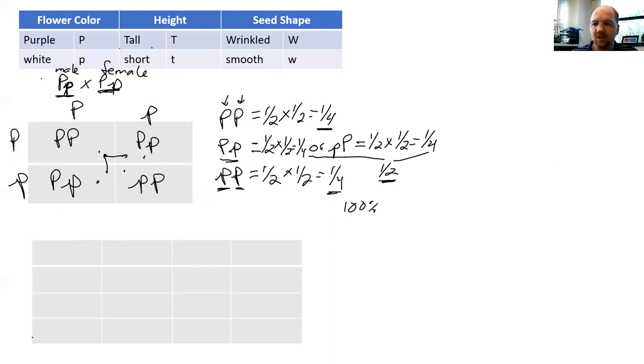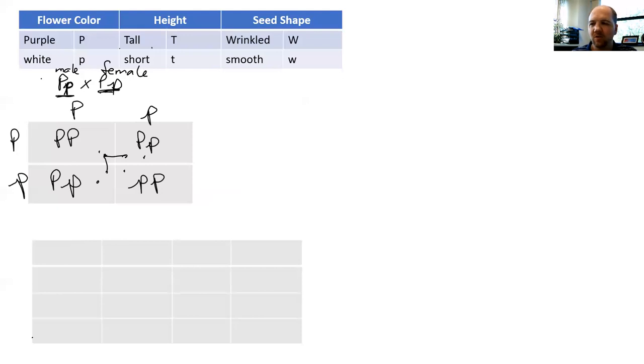So now let's look at the next situation here. Let me erase this real quick. That made sense. Let's look at a two-trait cross now and look at what we're going to be getting, and then I'll show you how to do this mathematically as well. So in a two-trait cross, let's say that we have a parent that is purple and tall, and let's cross this by a parent that is white and short. That'll make it a little bit easier than doing the double heterozygotes.